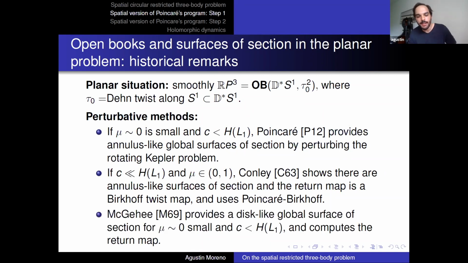But then in 1969, McGehee also gives us a disk-like global surface of section for mu small and C subcritical, so the same perturbative case considered by Poincaré, but now replacing the annulus by a disk. And he also computed the return map, used KAM theory, and found plenty of interesting things. Okay, so these are bits and pieces of the classical story. These are all perturbative methods, right? We start with an integrable case, perturb it a bit, and study what remained.